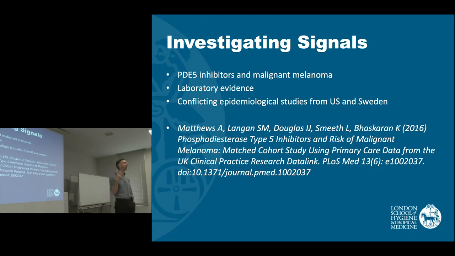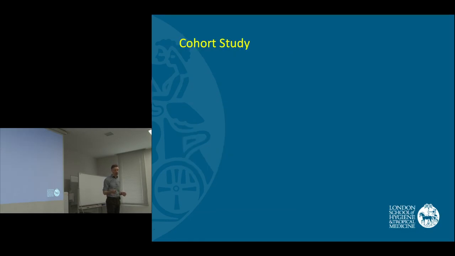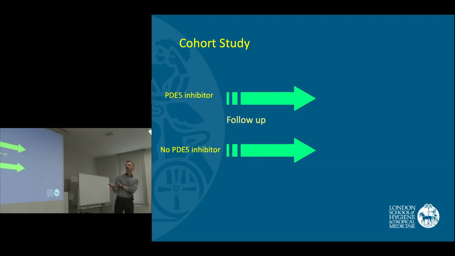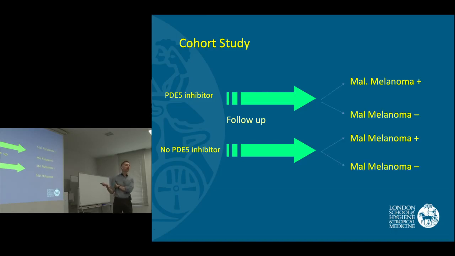And that was our reason for doing the study, that we had this kind of uncertainty over the answer to this question. So we did a cohort study which involved comparing people on a PDE5 inhibitor with people not taking a PDE5 inhibitor, and then seeing who gets malignant melanoma in those two groups. Okay, so fairly basic study design.